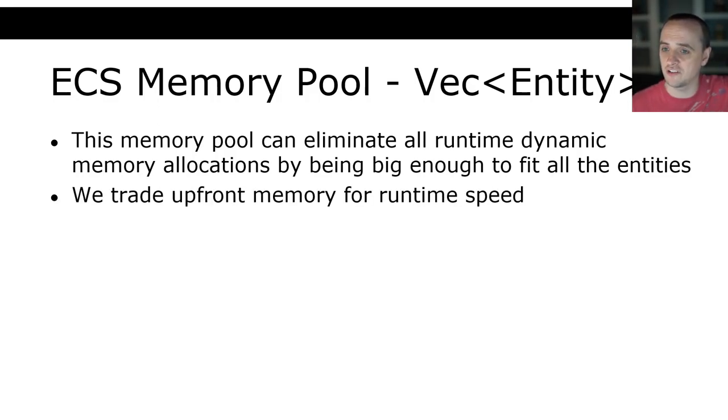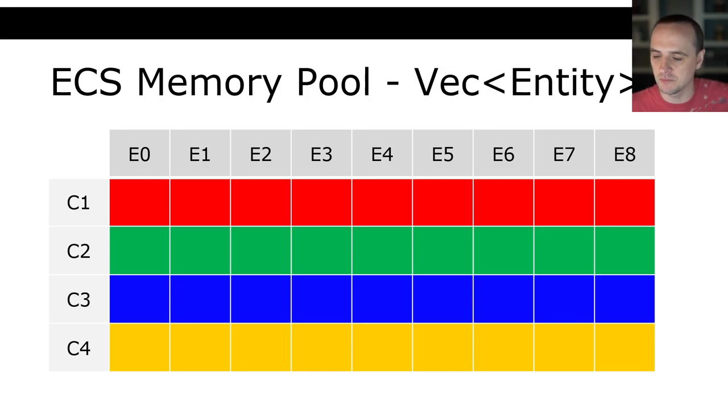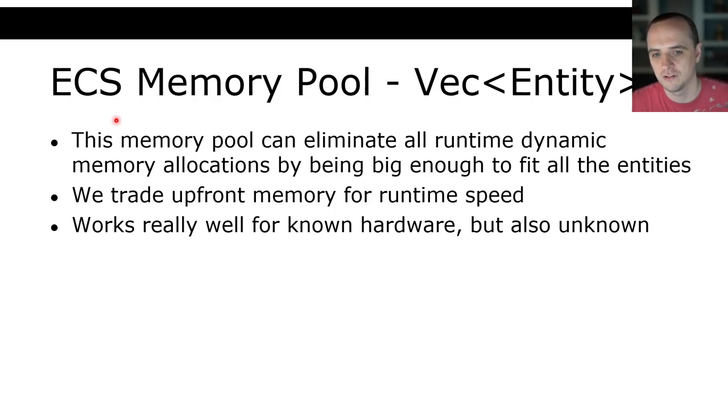So what we're doing is we trade some upfront memory for runtime speed, right? For example, if we know that the maximum number of entities is going to be 8, but let's say our player only ended up dying really quickly and only used 3 of those spots, then we allocated more memory than we needed to in order to be faster, right? So maybe we say, okay, allocate space for 10,000 entities just in case there are ever 10,000 entities alive, but maybe we only use 1,000 of them, right? You're trading memory for time. This works really well for known hardware, but it also works pretty well for unknown hardware, right? If you know exactly how many entities you're going to create and how much space this will take up, this works really great.